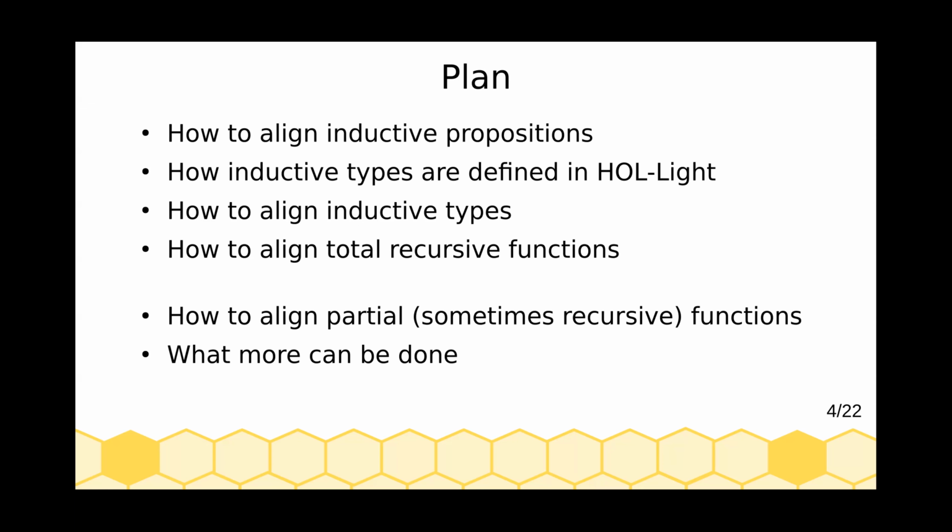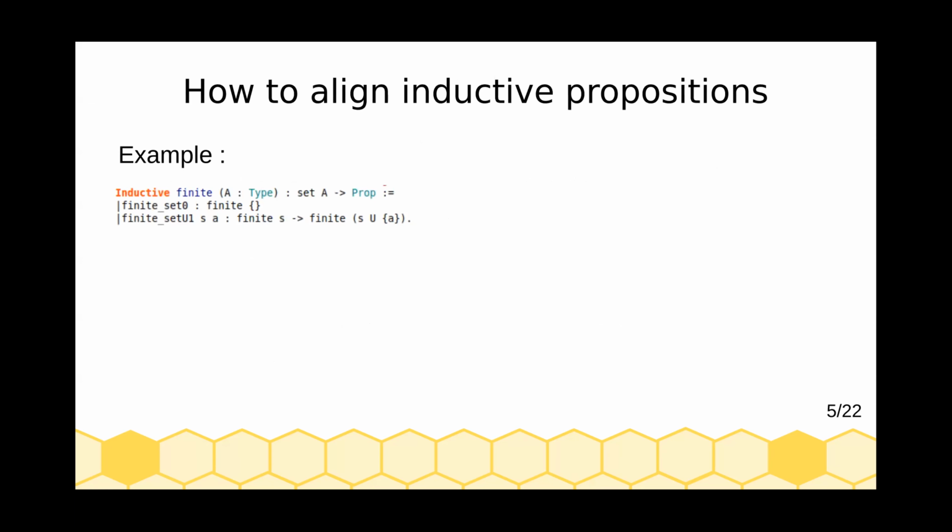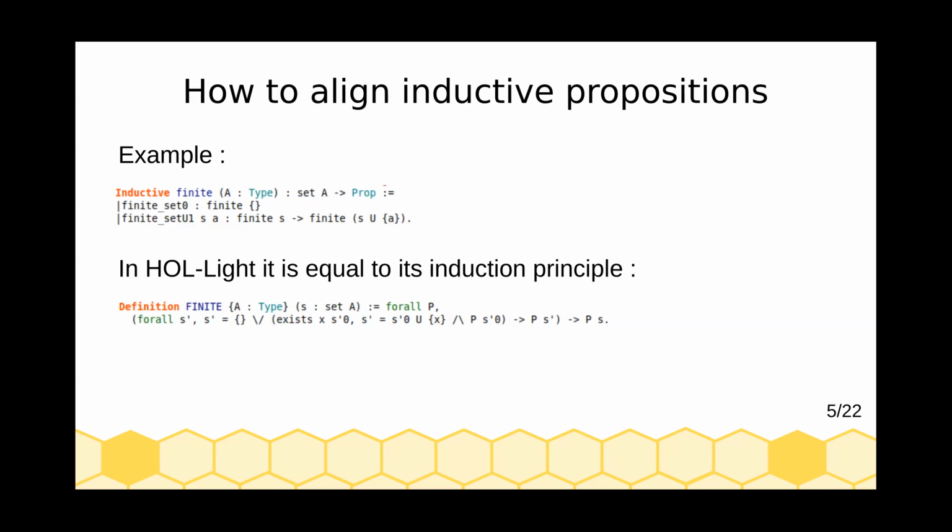So let's start first with inductive propositions. So for example, let's take the finiteness predicate on sets. In HOL Light, it will be defined by its induction principle. Actually, it's going to be equal to its induction principle. You can see that as some form of top-down definition.